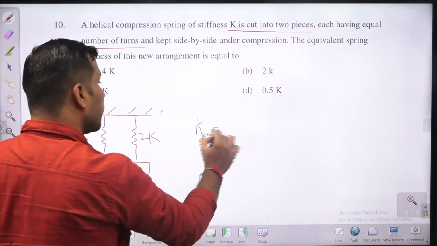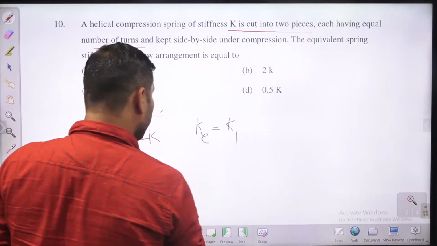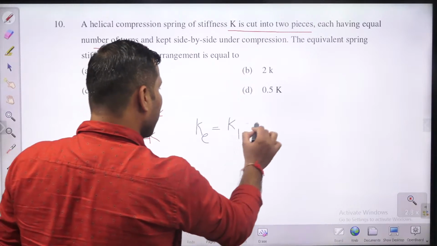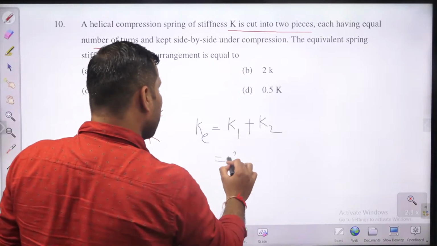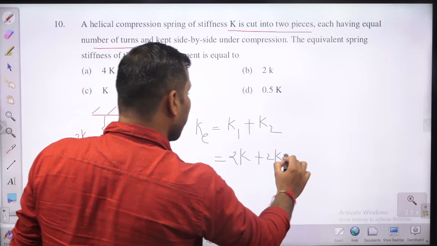So in parallel, the equivalent stiffness will be k1 plus k2. Because this is a case of parallel, the equivalent stiffness will be 2k plus 2k. The answer will be 4k.